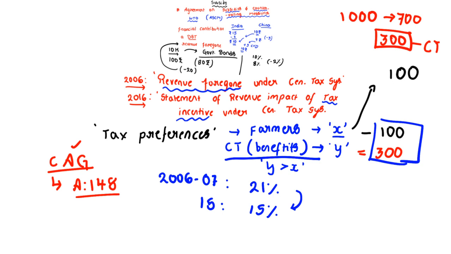But the same has increased to 22% by the time of 2020, because you are losing most of the amounts in the form of corporate tax benefits. Clear? So this is the argument.